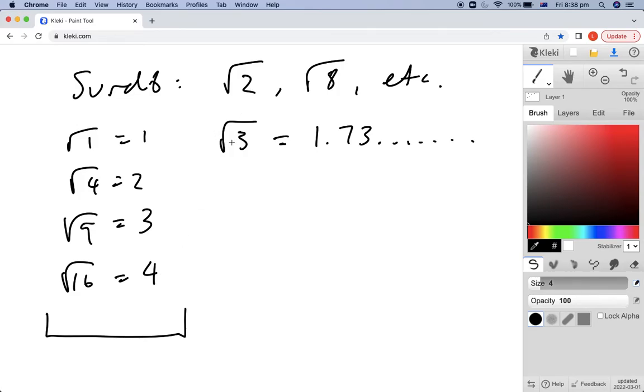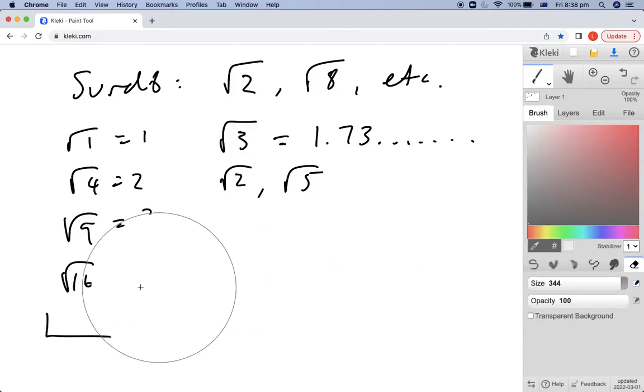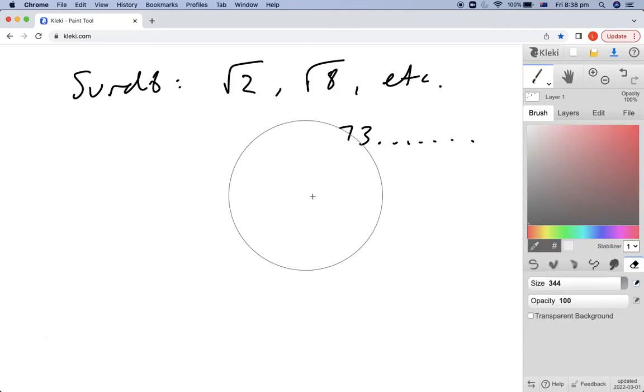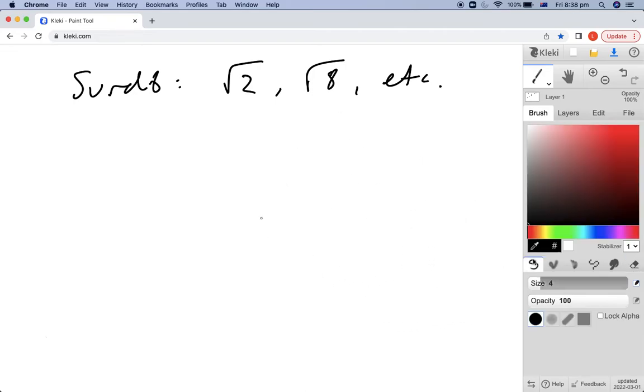And sometimes we'll get unlucky, so we might get something like the square root of 3, which we can't simplify to a nice whole number. It will be 1.73, and so on. Square root of 2, square root of 5, they will all be irrational, so they'll all have a lot of decimal places, and it's not nice working with them. So in that case, we'll go over simplifying surds. How do we actually make them nice?